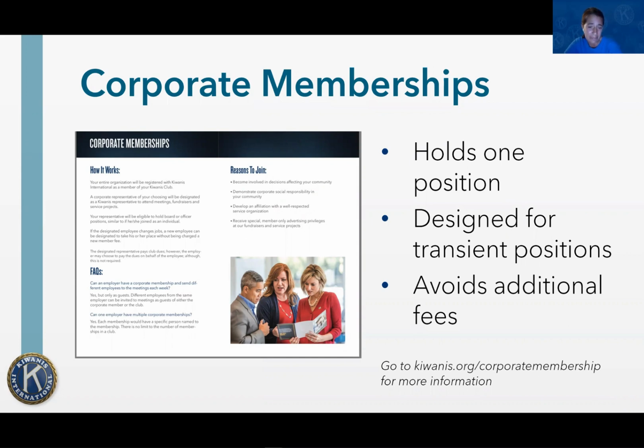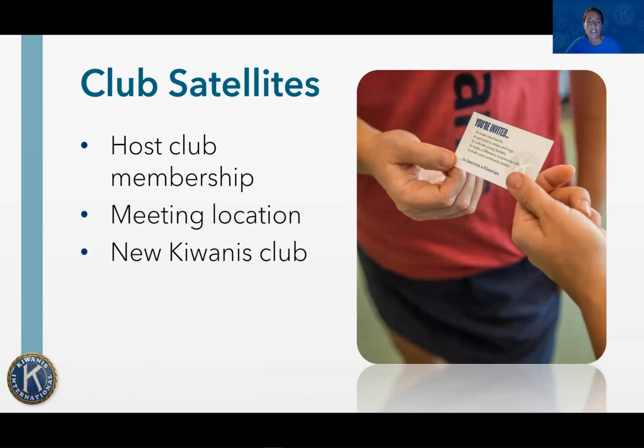Club satellites. So a club satellite is a part of your club. It's just being held at a different time or in a different location than the regular club, but they still participate and do the same things as the host club. So a club satellite would be maybe if you have a breakfast club and you have a bunch of people that just can't meet for breakfast, maybe they can meet at dinner time. And then if you get enough people in the club satellite, you can maybe even form your own Kiwanis club with that as well.